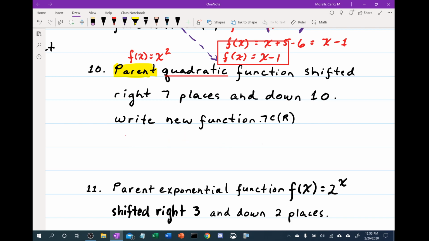I want to kind of erase that before you can write it down. But we're going to do it now. Okay. So what does it say? It shifted right 7. So if left was plus, right must be minus. And then it goes down 10. So that's minus 10. So let's write this again. F of x equals open parentheses x minus 7, close parentheses. Don't forget the squared. Minus 10.